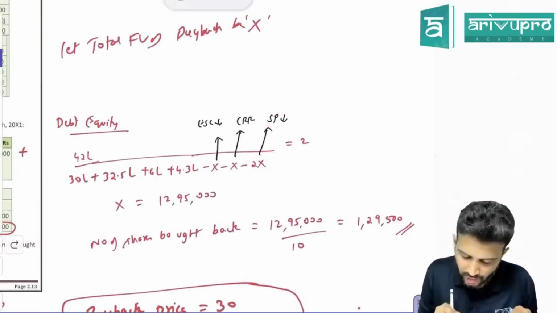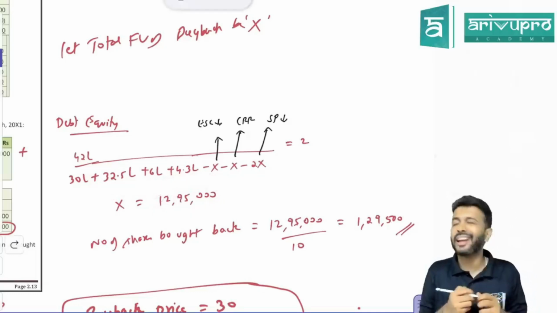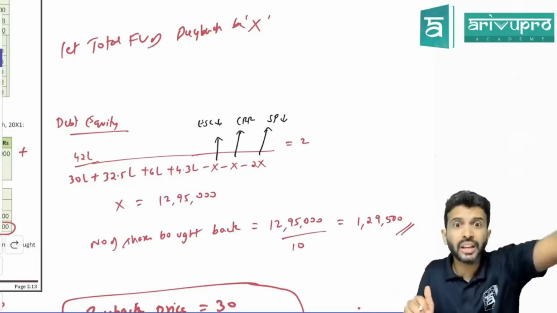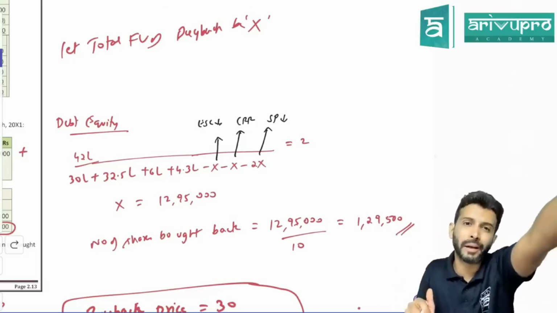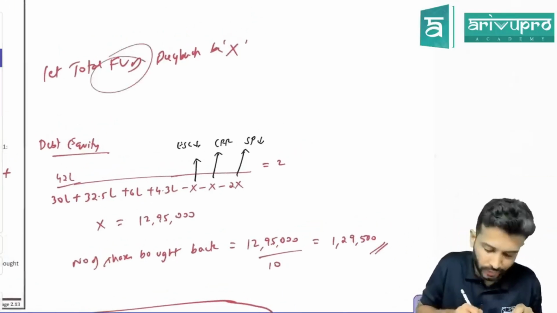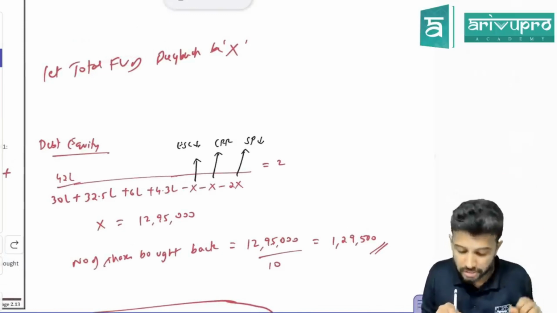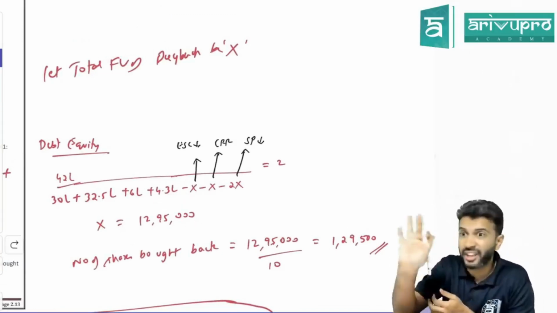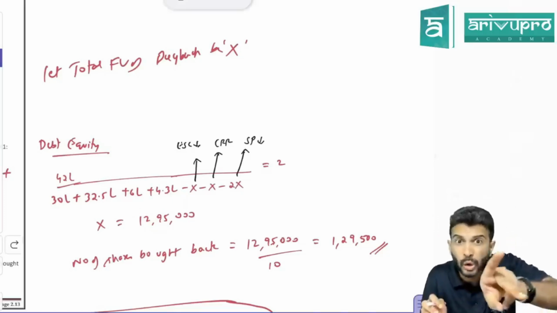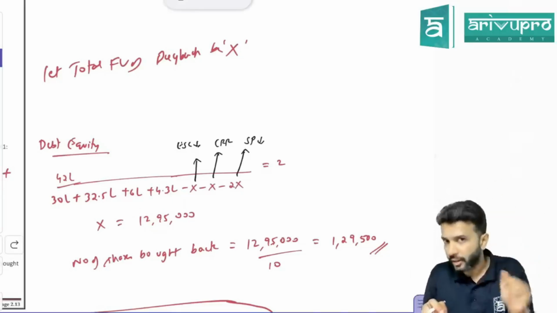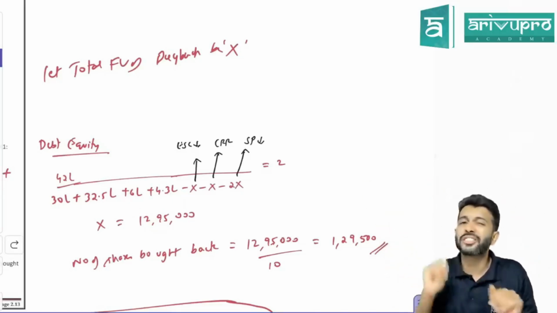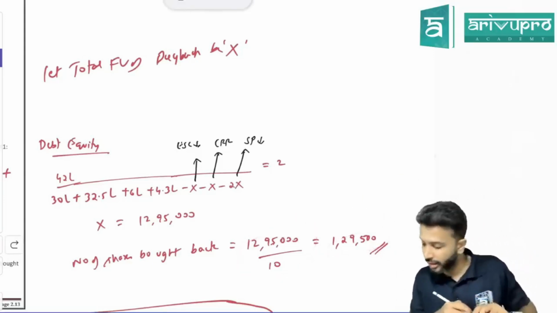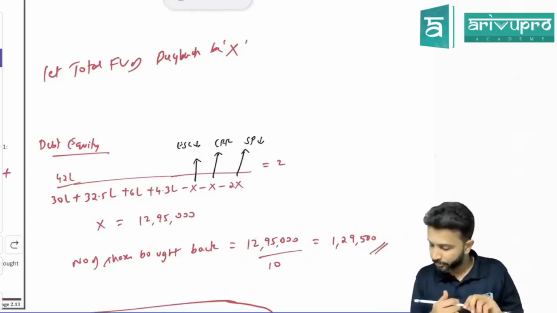So you have to solve this equation. Once you solve it, you get 12,95,000 as the value of X. What is this X, total buyback or total face value of buyback? I've assumed X as total face value, so the total face value of the shares bought back is 12,95,000. Will I divide by 30, the buyback price? No, this is not the total value, it is the total face value, and the face value of one share is 10. So how many shares can you buy back? 12,95,000 divided by 10, which is 1,29,500.